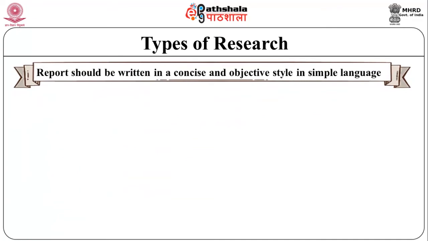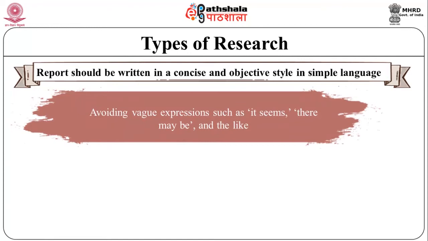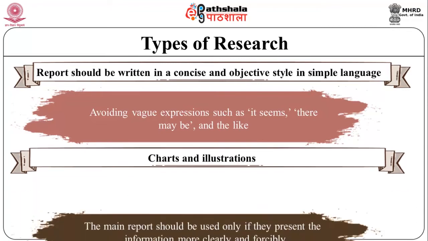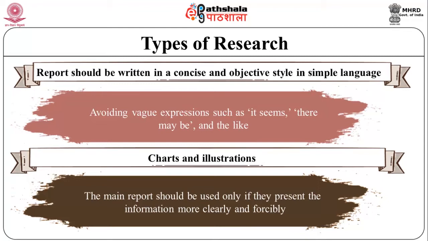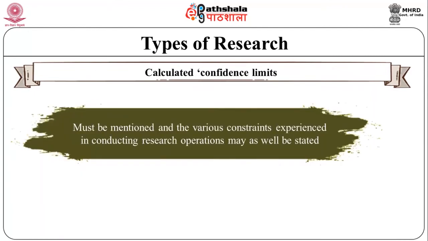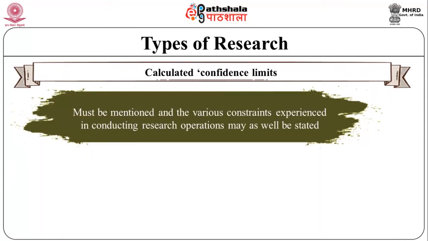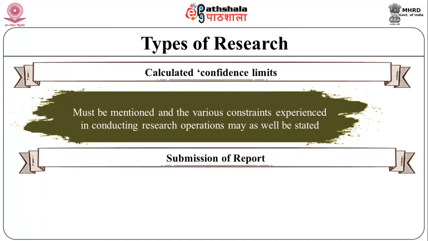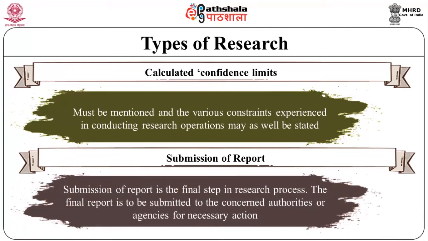Now, the report should be written in a concise and objective style in simple language, avoiding vague expressions such as it seems, there may be, and the like. Charts and illustrations in the main report should be used only if they present the information more clearly and forcibly. Calculated confidence limits must be mentioned, and the various constraints experienced in conducting research operations may as well be stated. Now, submission of report. Submission of report is the final step in the research process. The final report is to be submitted to the concerned authorities or agencies for necessary action.